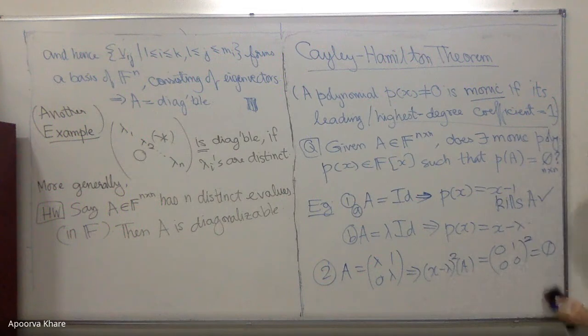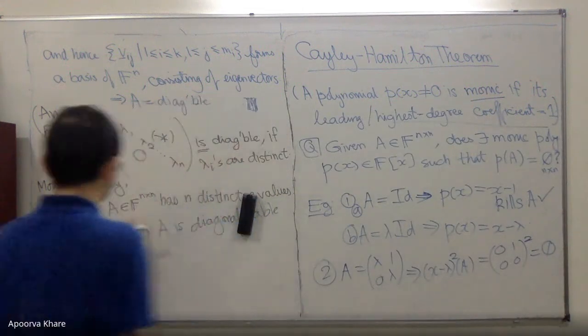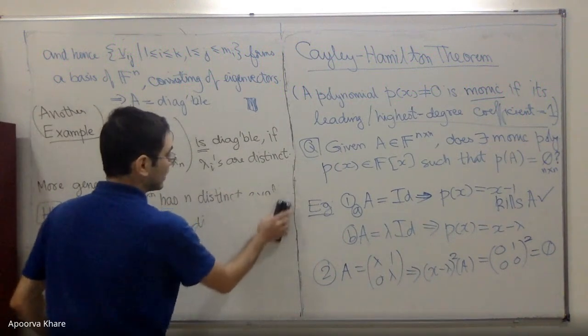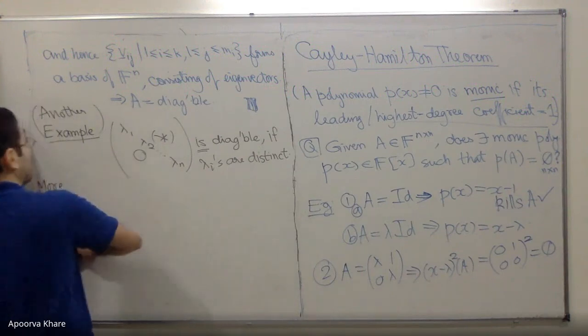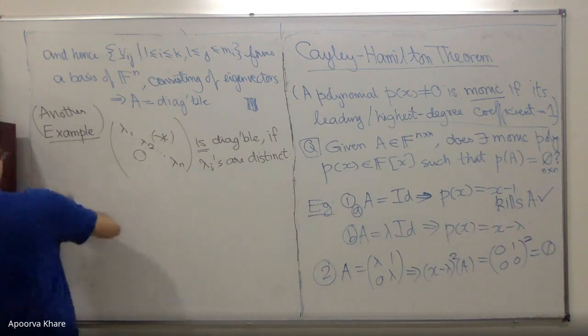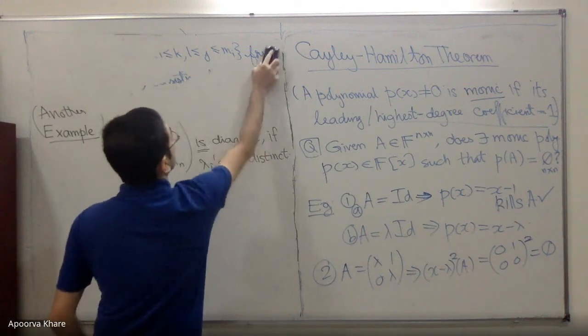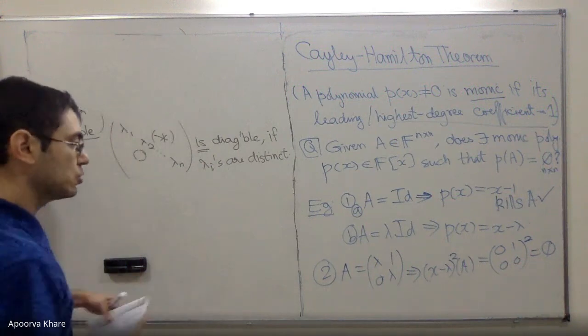Let's look at the next one, which is a diagonal matrix with distinct eigenvalues like this. Okay, and this is going to be fun now. Let's see. This was 2.